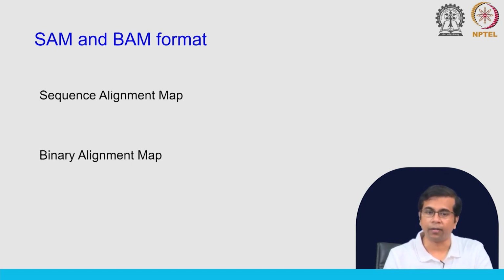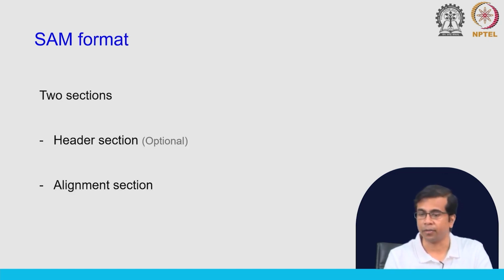Okay, so let's discuss the SAM format and what it contains, because this is the file that we will read. In a SAM file, you have two sections. The first section is the header section, which you will see at the top of the file, and this header section is optional. In some files, you may not see this header section at all, and you can also remove it yourself.